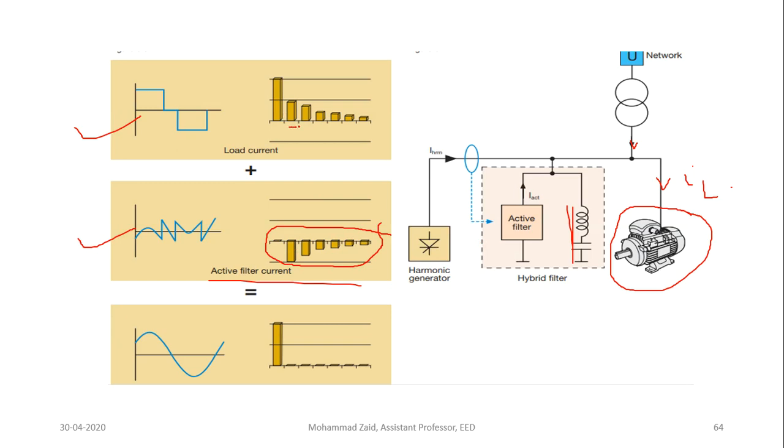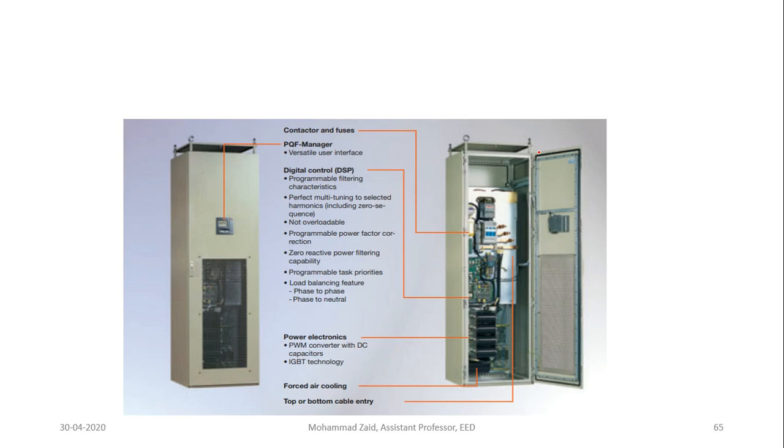The load current will have some harmonics as shown here, so the filter has to produce the same harmonics in the opposite direction. When they add, you see the harmonics are almost eliminated, very small, and the source current is almost sinusoidal. This is the power of the active filter: if it is properly controlled, then 100% elimination will happen.